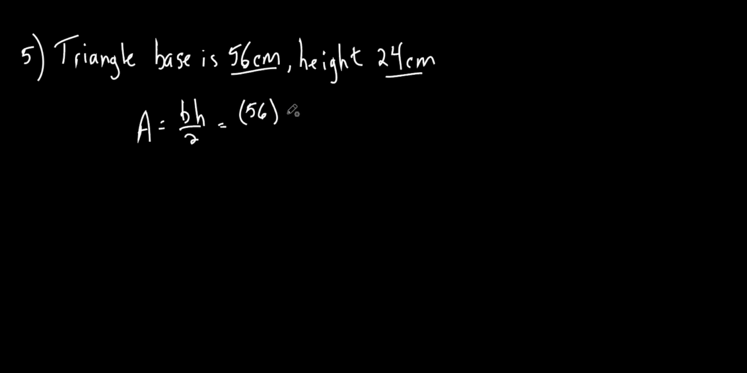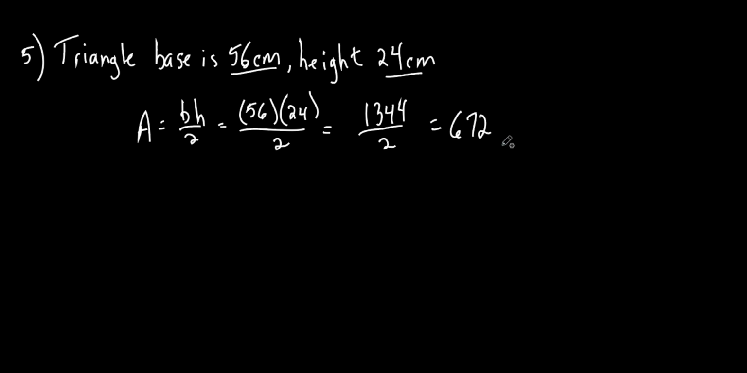56. What's the height? 24. And then you divide it by 2. Now you could take the 2 and divide it into one of these, but you're probably still going to have like 56 times 12. I don't know what that is. So somebody put that in there. What's 56 times 24? You can do it all. 56 times 24. That's 1344. 1344 over 2. Divide that by 2, and that's 672.